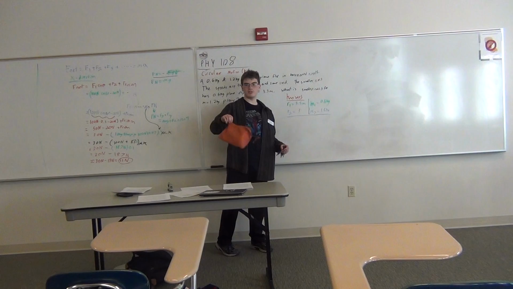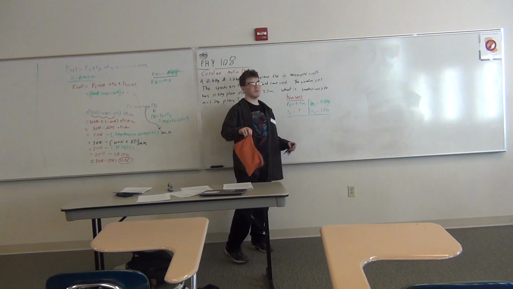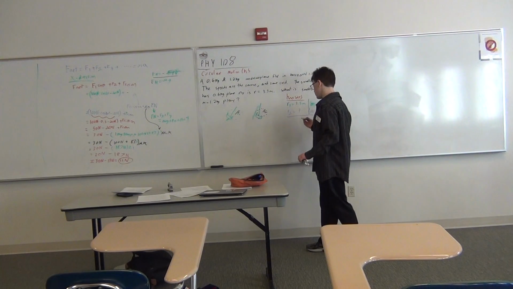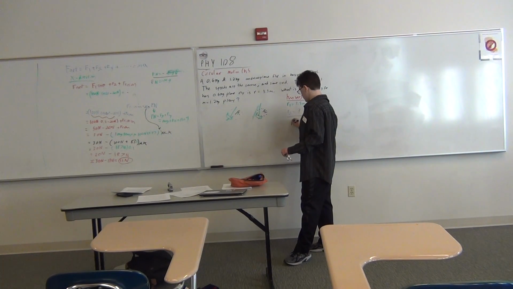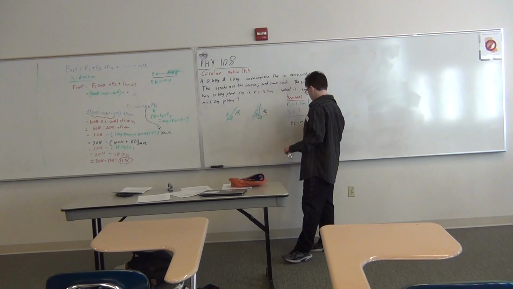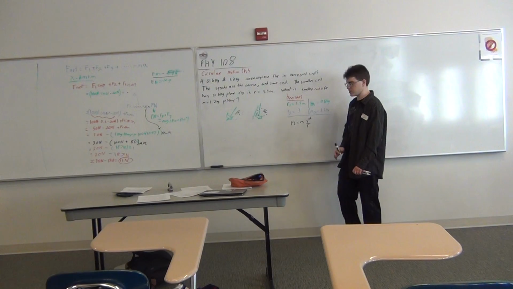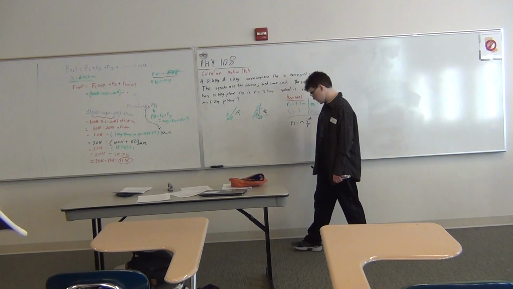Why is this not falling to the ground? I'm holding it, so I'm applying a force. My force is keeping it in a circular motion, a centripetal force. And what is the equation for centripetal force? Force equals m times v squared over r. Centripetal force equals mass times velocity squared over r.